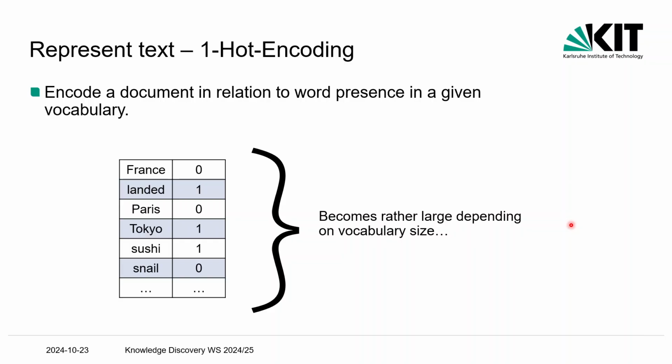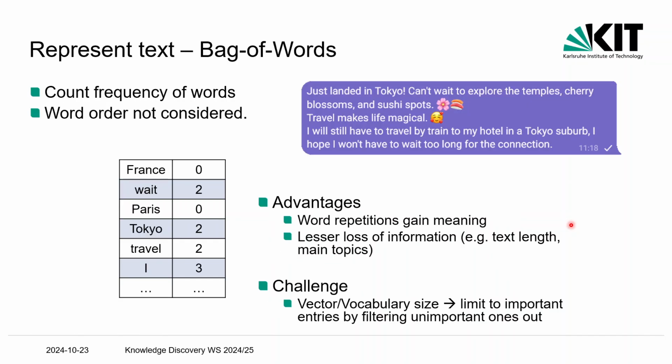Also, there are a few aspects that we're missing. For instance, word order is completely missing. We lost a lot of information from our original document by coming to this, in quotation marks, simple representation. Now, let's see what else we could do.